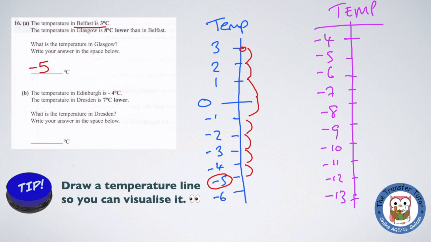So you go from the -4 position and we take this down 7. So 1, 2, 3, 4, 5, 6, 7. And we get -11. And that is the answer to that question. So I hope that helped, and I hope that's given you something in terms of maybe an approach.